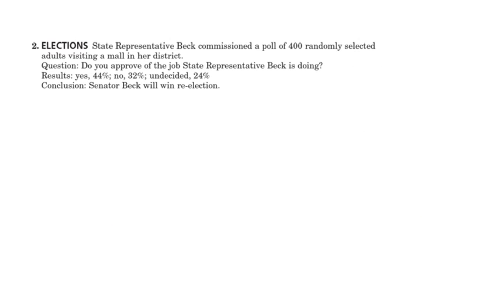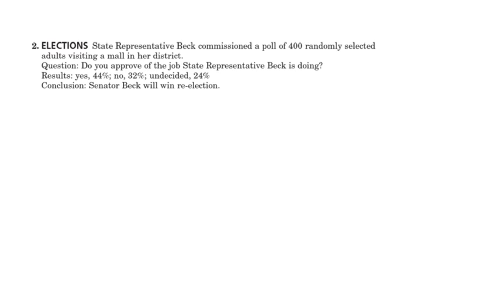State Representative Beck commissioned a poll of 400 randomly selected adults visiting a mall in her district. Let's say it was like Patrick Henry Mall. The question they asked was, do you approve of the job State Representative Beck is doing? 44% said they did, 32% said they didn't, and the undecided was 24%. The conclusion is Senator Beck will win re-election. So based on this information, is this enough to say Senator Beck's going to win re-election?